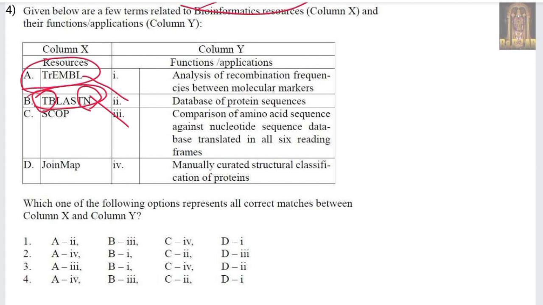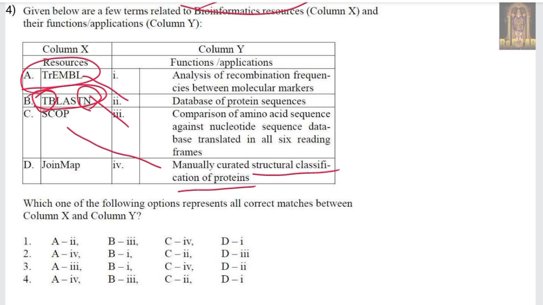And the next one is SCOP. SCOP is the structural classification of protein database. The main target of this approach is to determine the evolutionary relationship between proteins, and it was widely prepared in a manual mode. So it should go to SCOP, this one, the fourth one.